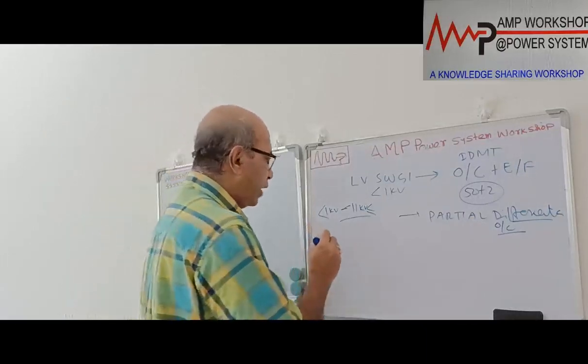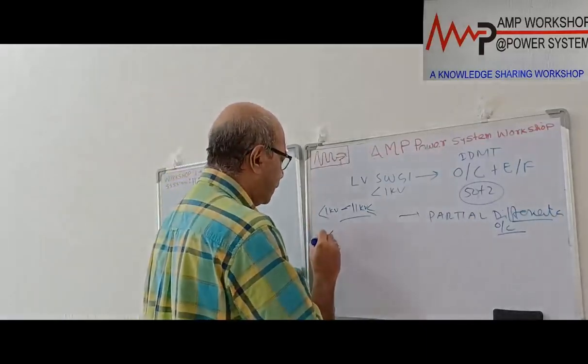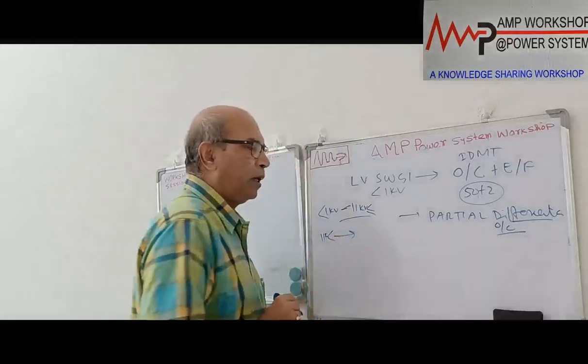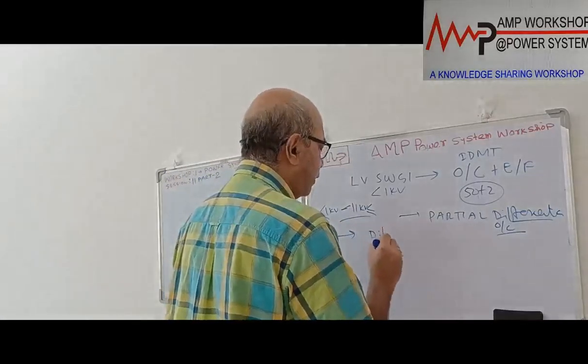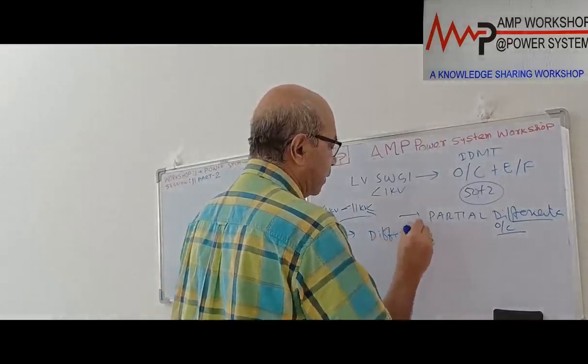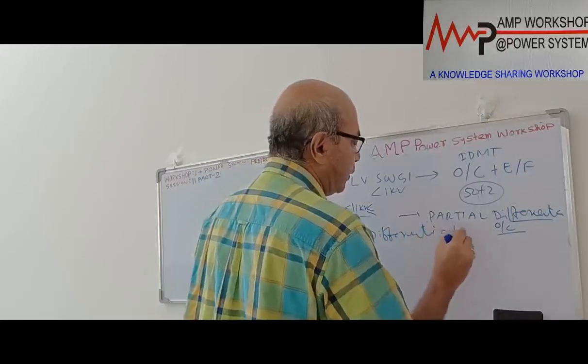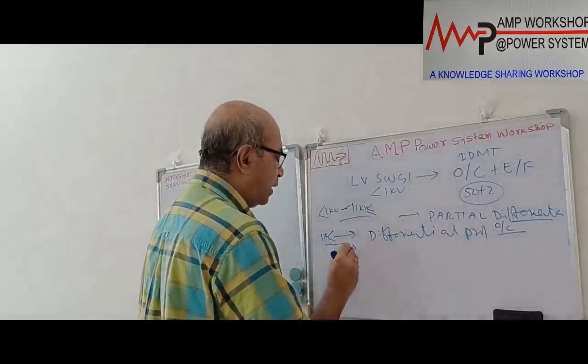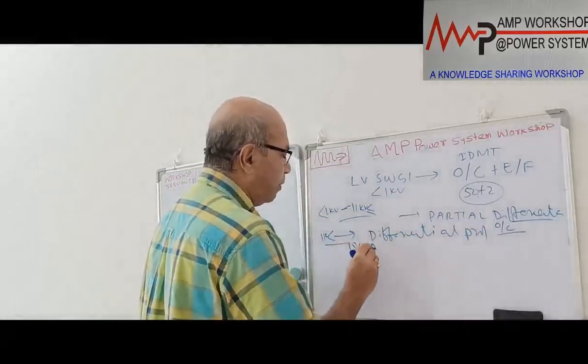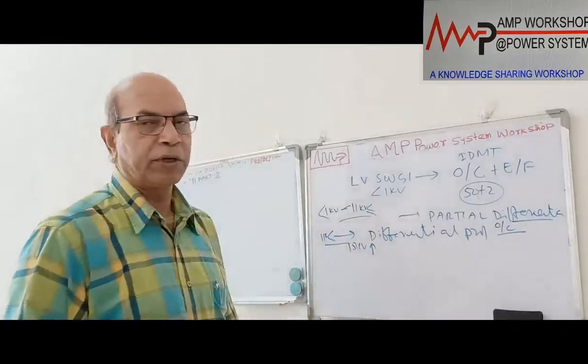But if the switchgear is more than 11 kV and onward, in that case we have to give a differential scheme, differential protection. If the voltage level is more than 11 kV, that means 15 kV onward, we have to provide differential protection.